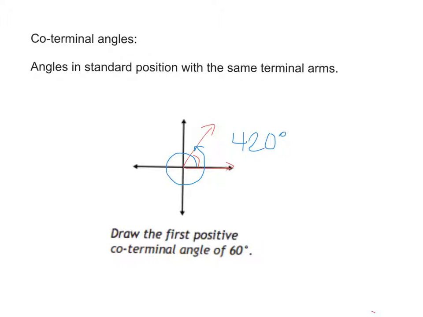If I wanted another coterminal angle, I could go all the way around again. And if I went all the way around again, what would that angle measure? 780. Add another 360, right?